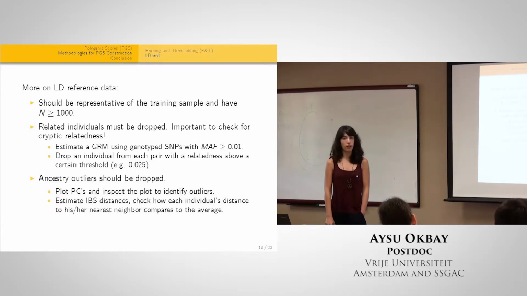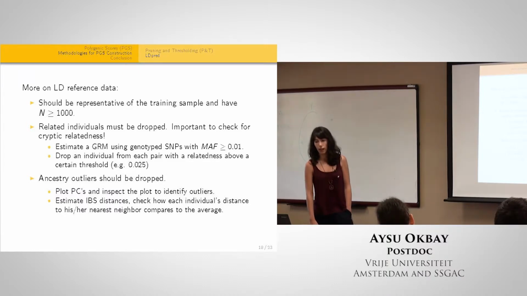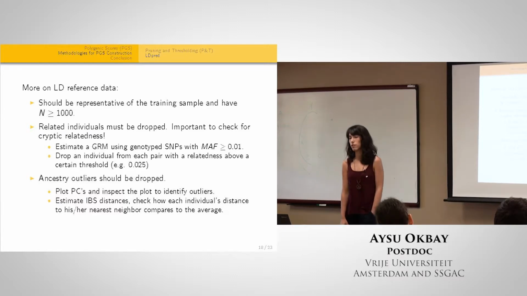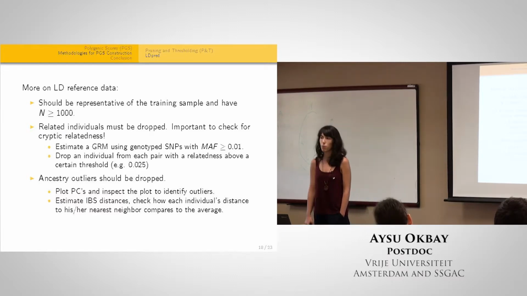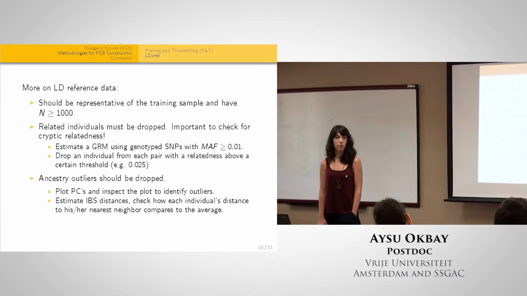You also need to drop ancestry outliers. The way to do that is you could either plot the principal components, inspect the plots, visually see the outliers and drop them. Or you could estimate identity by state values in Plink. I think that's also in your script, so you're going to see how to do that. And you can check how each individual's distance to his or her nearest neighbor compares to the other people.